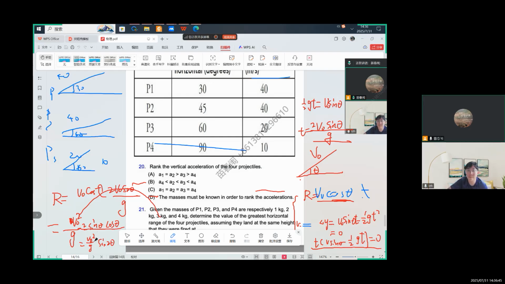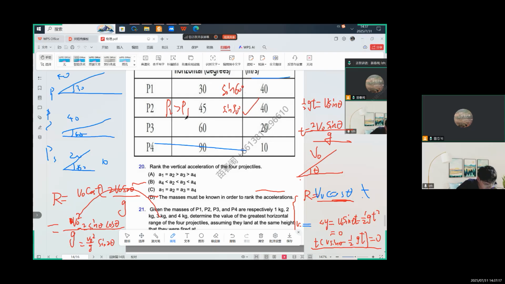Basically, we can compare P1 and P2 a little bit because v0 is the same for those. Sine 2 theta for one is sine 60 degrees, and this one is sine 90 degrees. This one is greater, so that one is 1, and the other is definitely less than 1. So P2 is definitely greater than P1. Does that make sense?